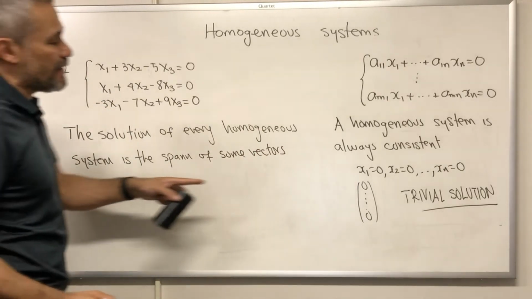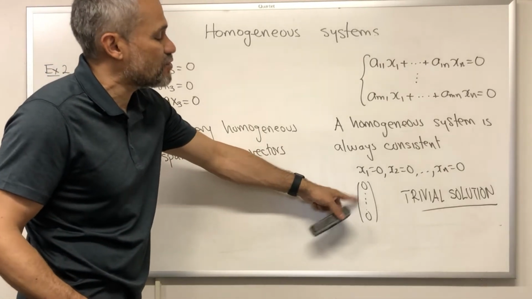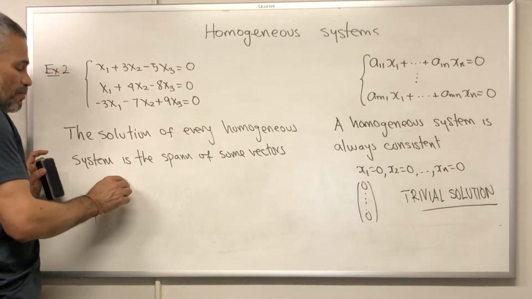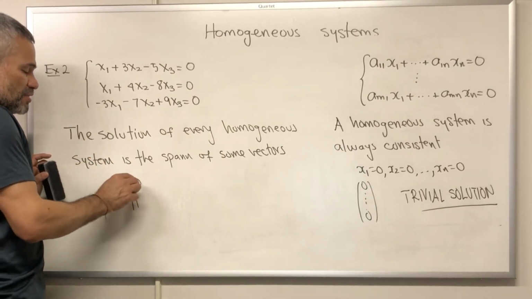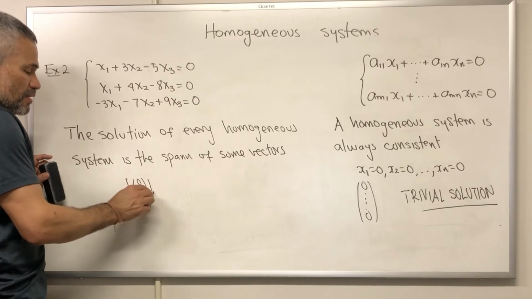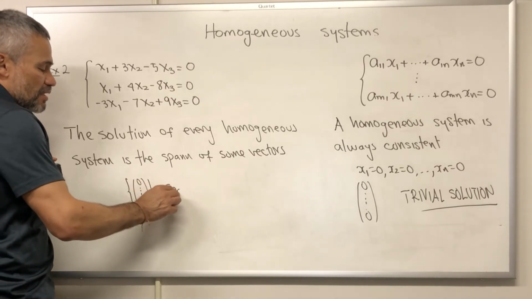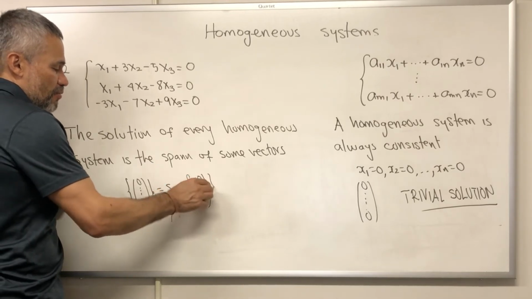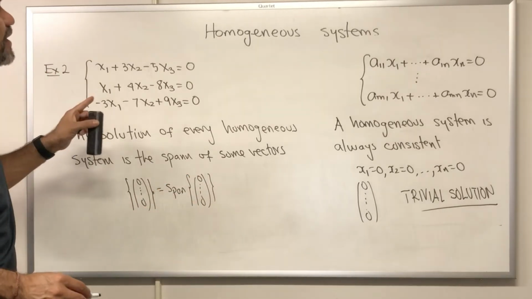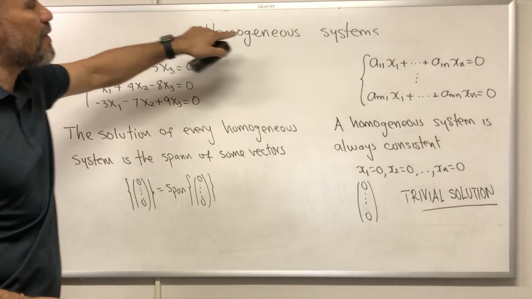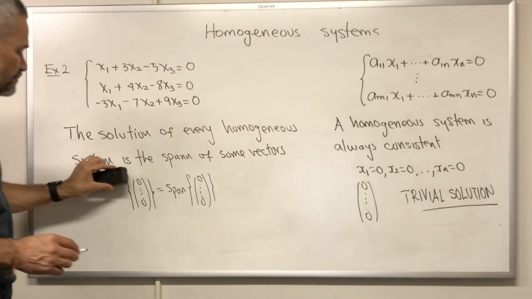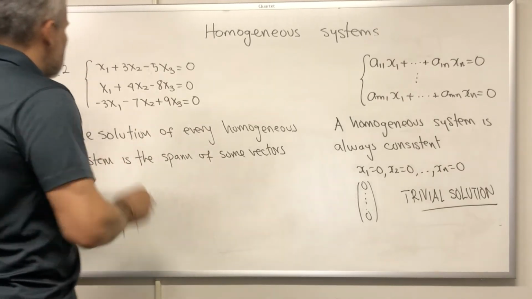Notice that even in the case that we have the trivial solution as the only solution, this statement is true because the vector 0, 0 is the span of the vector 0, 0. Then in every case, if you have a homogeneous system, the solution is the span of some vectors. Let's study this system.